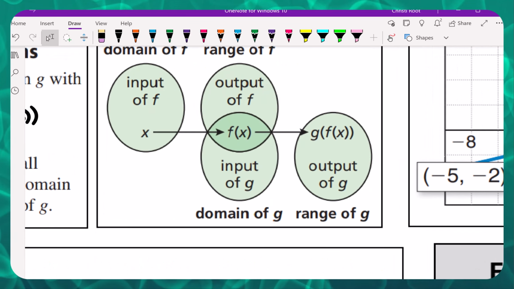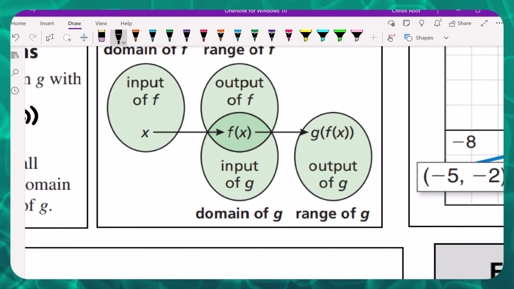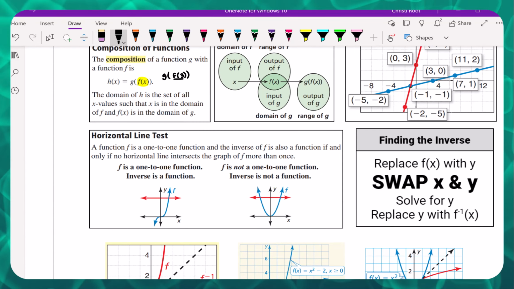This is a visual of the composition. Whatever you plug in here is going to wind up being the output, which will turn into the input of the next function, and then the final answer is going to be the output of that second function there.